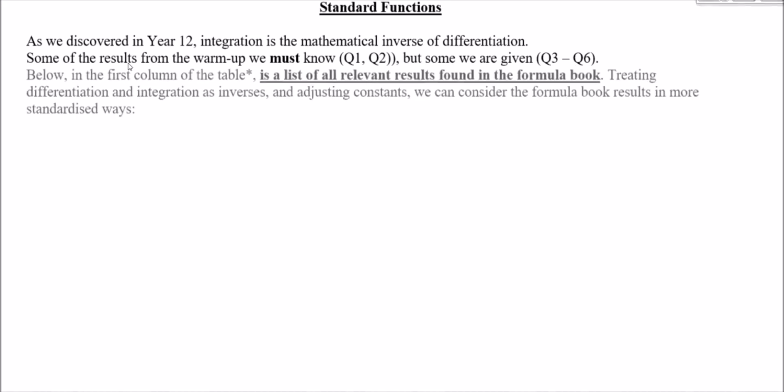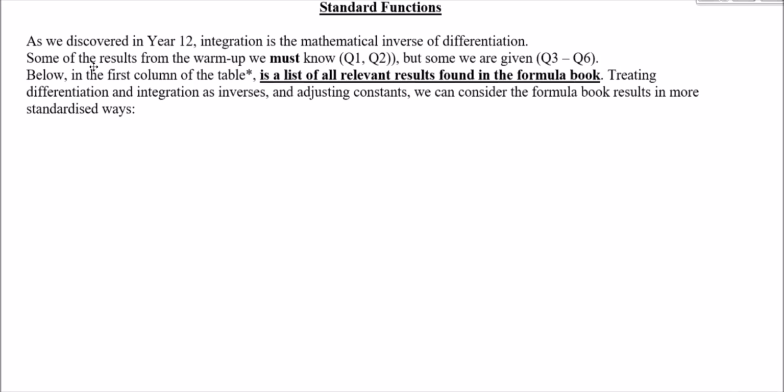But some integrals and some derivatives you're given. So question 3 to question 6 and some more you're given, which is good news. So I've said below, I'm going to put it on a different screen, but in the notes, below, in the first column of this table I'm going to show in a second, is a list of all the relevant results found in the formula book. Now by relevant, I mean relevant to this chapter of integration, and also relevant to differentiation. I'm not calling the rest of the formula book irrelevant, I'm just saying what's relevant to the calculus chapters. So I'm going to give you a list of what's in the book, so hopefully that'll put your mind at ease to an extent.